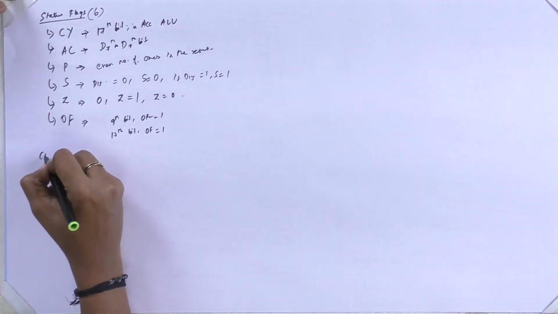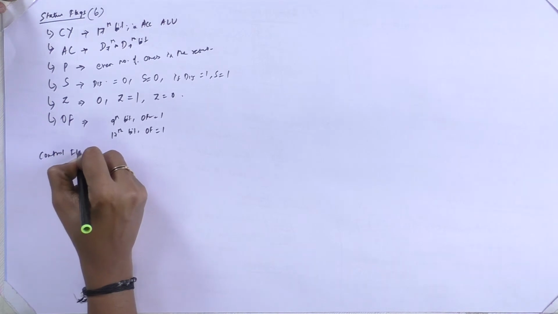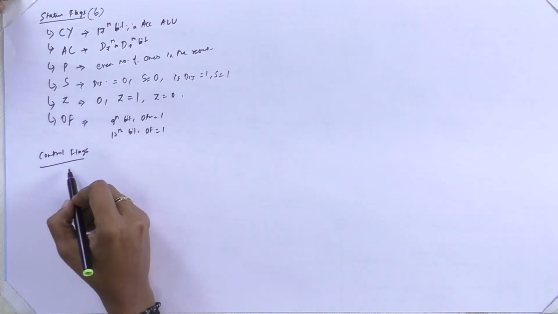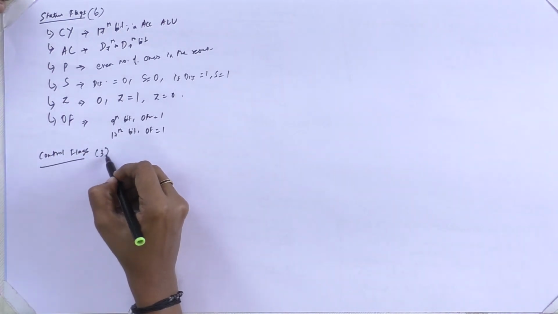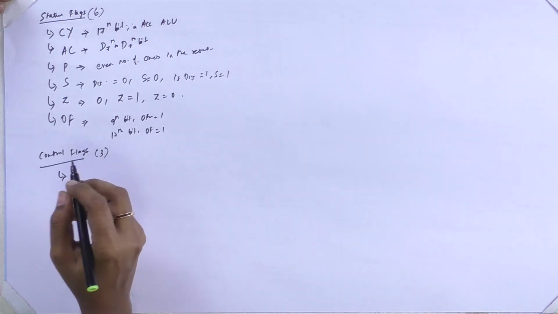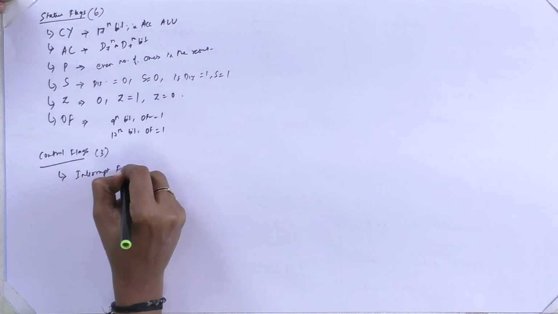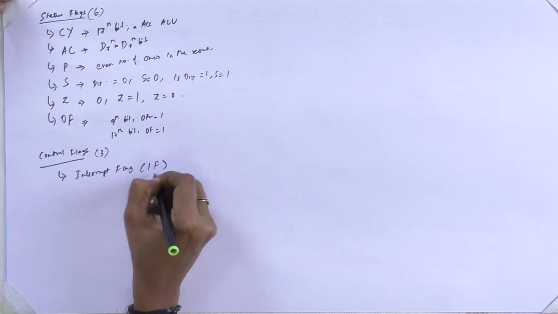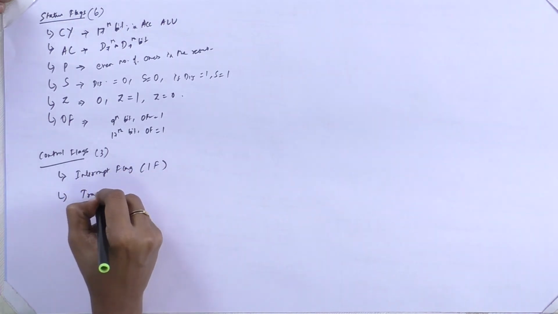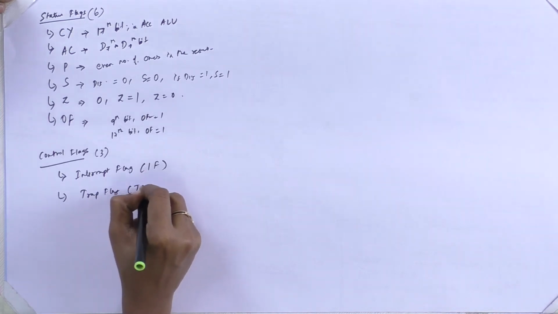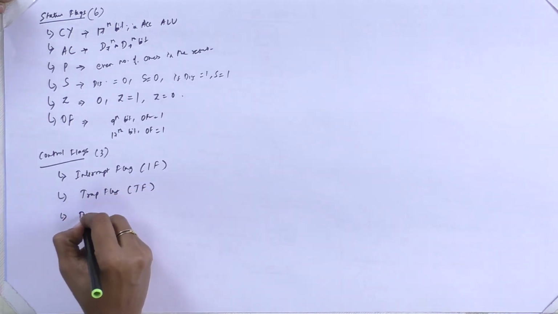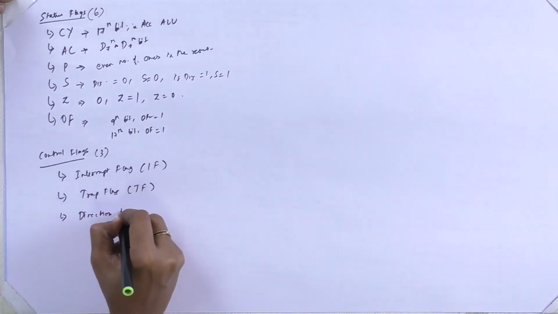Next come the control flags. The control flags are classified into 3 categories as interrupt flag, trap flag, and the last one is direction flag.